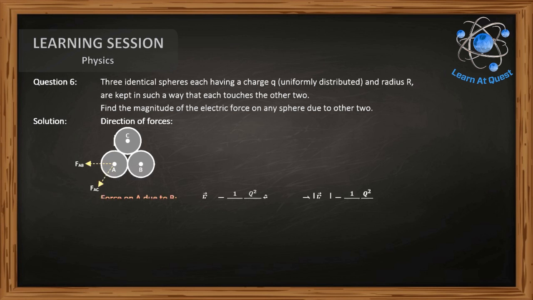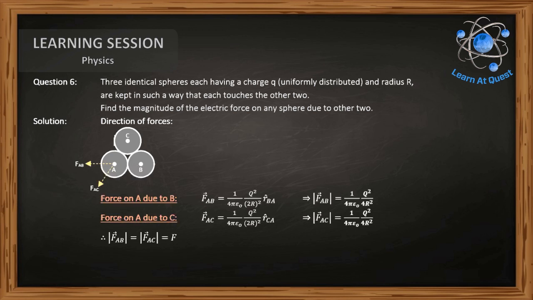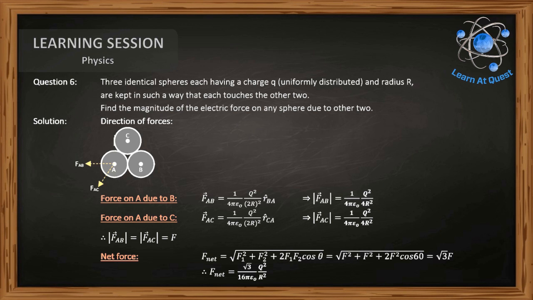Question number 6. 3 identical spheres, each having a charge q, uniformly distributed, and radius r, are kept in such a way that each touches the other two. Find the magnitude of the electric force on any sphere due to the other two. Let us first understand and comprehend the question.